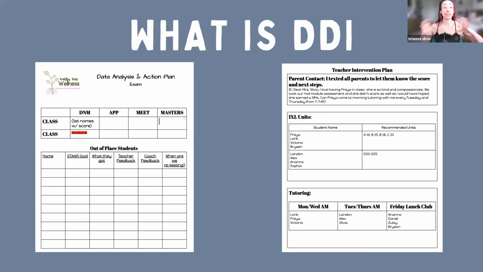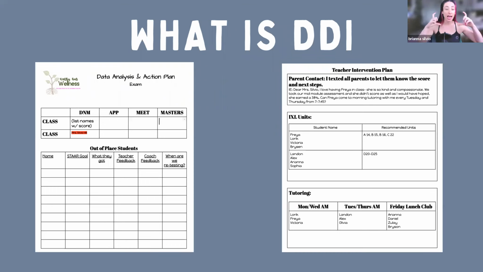Now, the great news is I've just developed the structure of the document. The document in your portal is fully editable. So where it says does not meet, approaches, meets, and masters, you just simply erase that. You have full permission to edit this document. You just simply erase that and drop in your buckets to what that cutoff point is for your grading system.